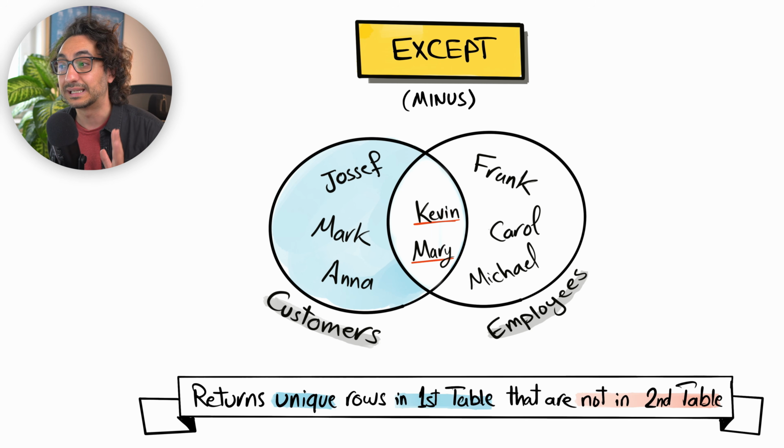So the output will get only 3 customers, and all the values from employees and the common values between customers and employees will be excluded from the output. So this is how the EXCEPT works.